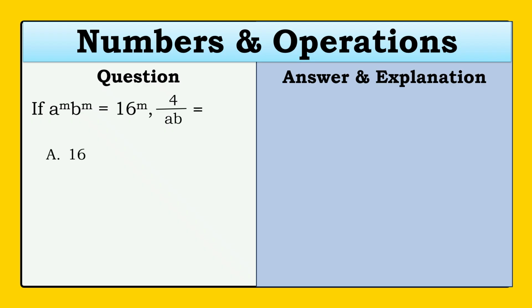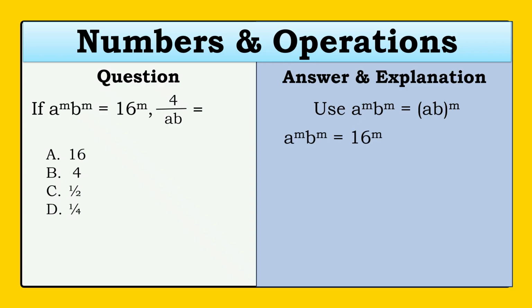A 16, B 4, C 1/2, or D 1/4. What do you think the answer? Alright, let's find out. First, recall the law of exponents: a to the m times b to the m is equal to the quantity ab raised to the m. So, we can rewrite a to the m times b to the m is equal to 16 to the m as the quantity ab to the m, which is equal to 16 to the m.